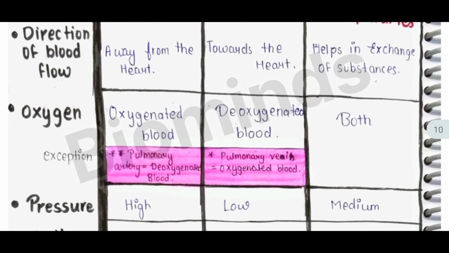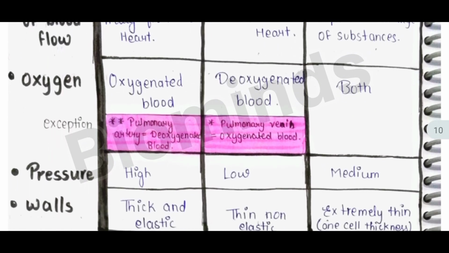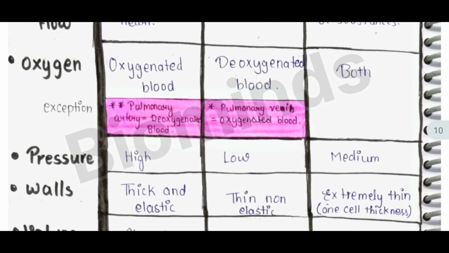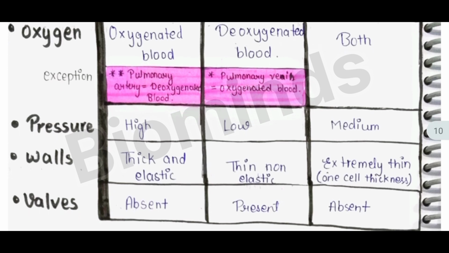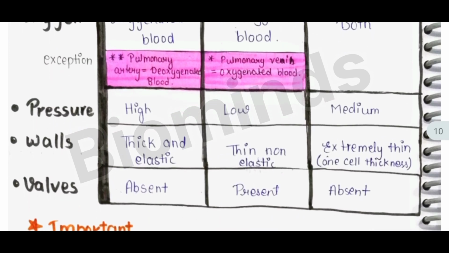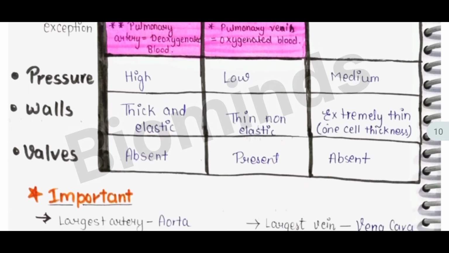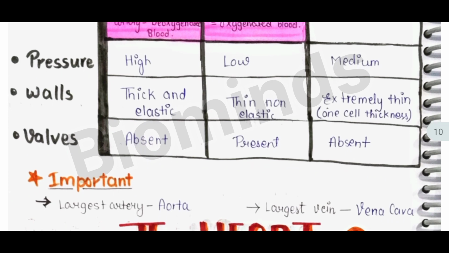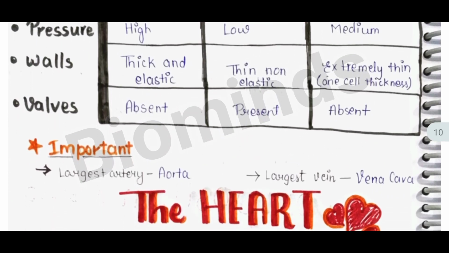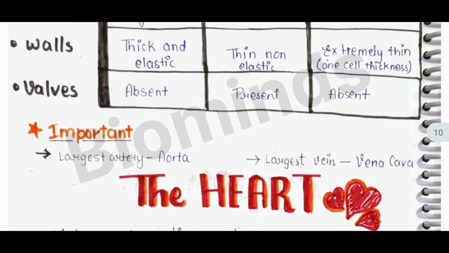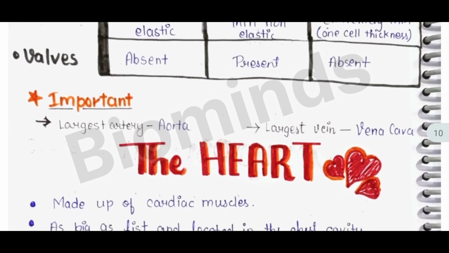And for pressure, in arteries the pressure is high, in veins the pressure is low and in capillaries the pressure is medium. The walls of the arteries are thick and elastic, in veins thin and non-elastic, and in capillaries extremely thin. Valves are absent in arteries, present in veins and absent in capillaries. The largest artery is the aorta and the largest vein is the vena cava.